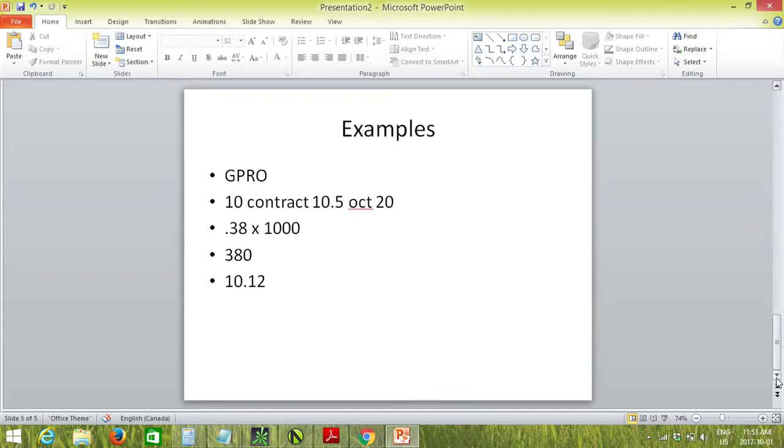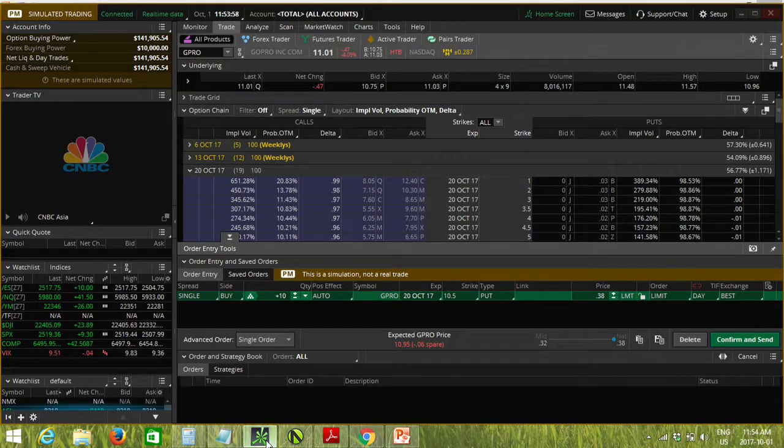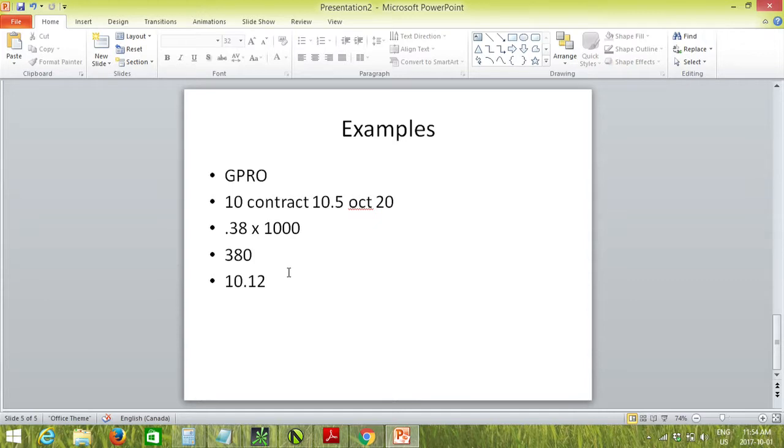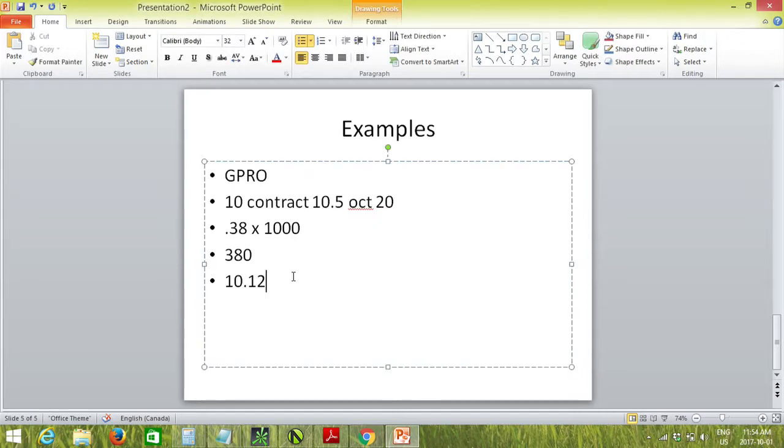Now a quick little example. Again, this is not a recommendation, I just picked the stock randomly. Take GoPro as an example. As of the 29th of September, it closed at $11.01, and let's just say I want to buy the $10.50 put. It's at like 38 cents. So my break-even point is $10.12.